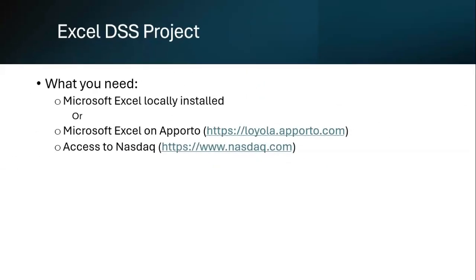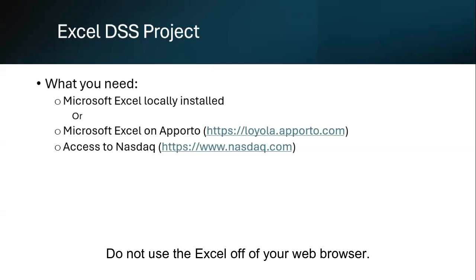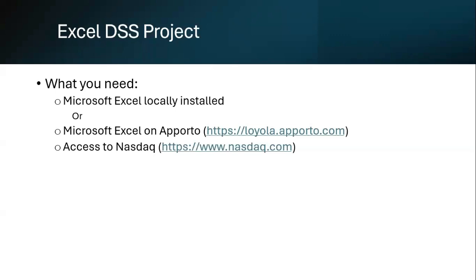What you'll need for today is Microsoft Excel locally installed, which is available for both Mac and PC, or Microsoft Excel on Aporto. The link to Aporto is right there on the screen, loyola.aporto.com. The Microsoft Excel that you can find on the inside Loyola page will not work, because you will need to use the Data Analysis ToolPak, which is not available in that version. But the locally installed version of Microsoft Excel for both Mac and PC, as well as the Microsoft Excel on Aporto, will have this feature.